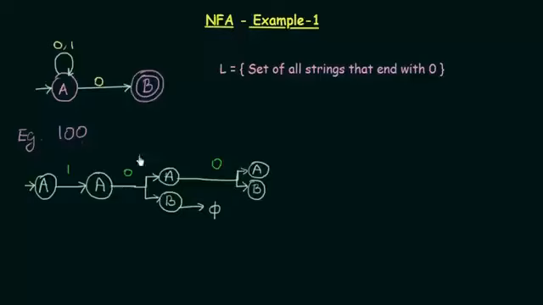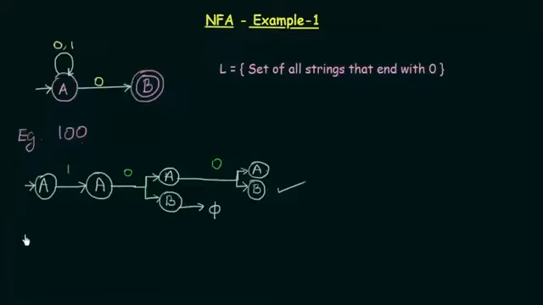Now, is this accepted or not? At the end of the string, that is at 1, 0, 0, when I reach the end, what is my current state? I am in A, B. Is A an accepting state? No. But B is an accepting state. So this string will be accepted, because if we are in a set of states where at least one state is an accepting state, then that string will be accepted.